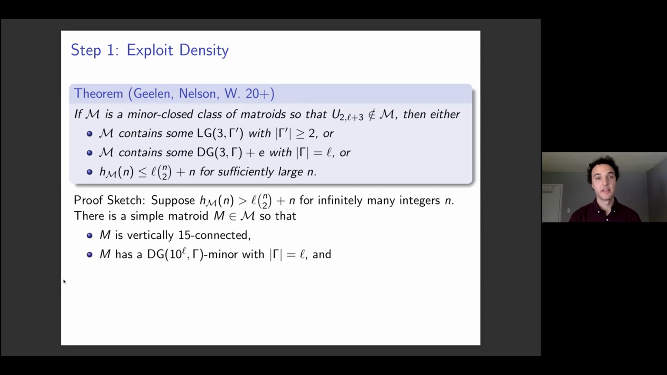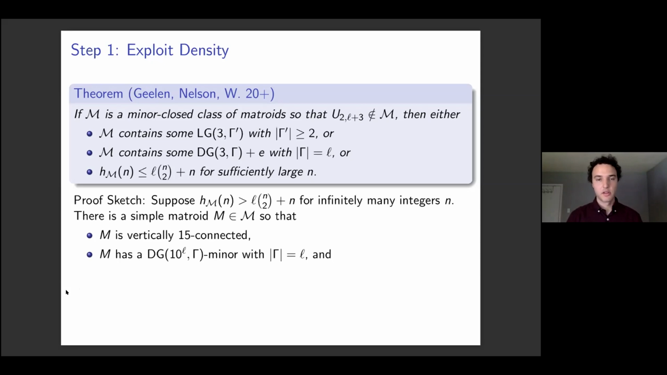Okay, the second property is that M has this large rank Dowling geometry minor over a group of size L. And I think this is maybe more surprising, because this is almost what we're looking for, right? We want a Dowling geometry restriction over a group of size L plus some extra element, and this minor gets us most of the way there. So why can we assume that M has this minor?